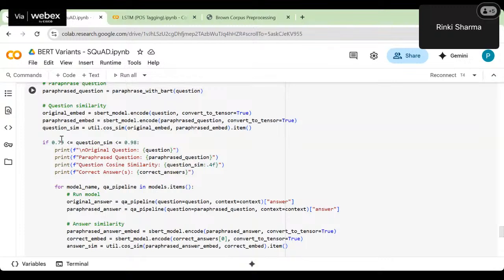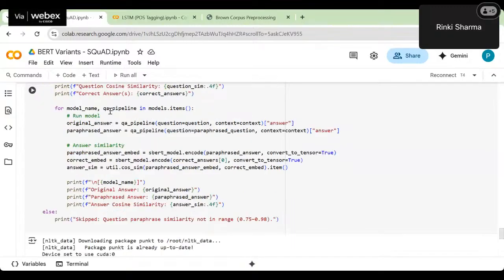So now here we run all our model pipeline, the question answering pipeline. The original answer, this is the paraphrased answer. The correct answer is the ground truth that is provided in the data set. And the original answer is that answer which is provided by the model for the original question. And the other answer is the paraphrased answer that is provided by the model for the paraphrased version of the question. So please don't mind the terms. These are the answers by the model for the original and the paraphrased question respectively.